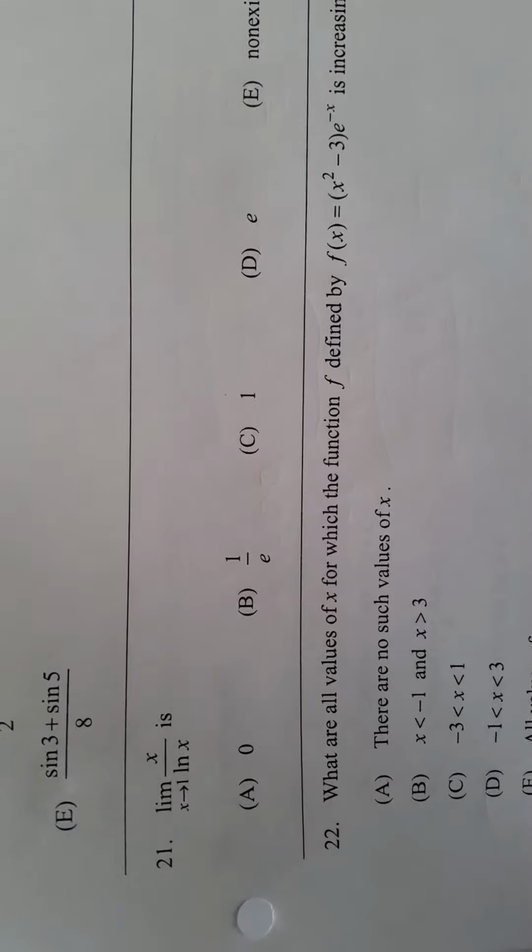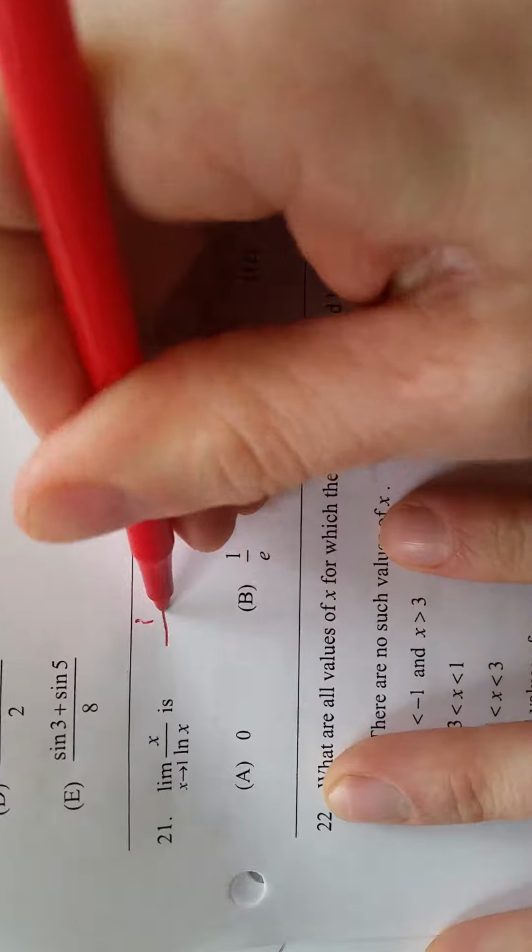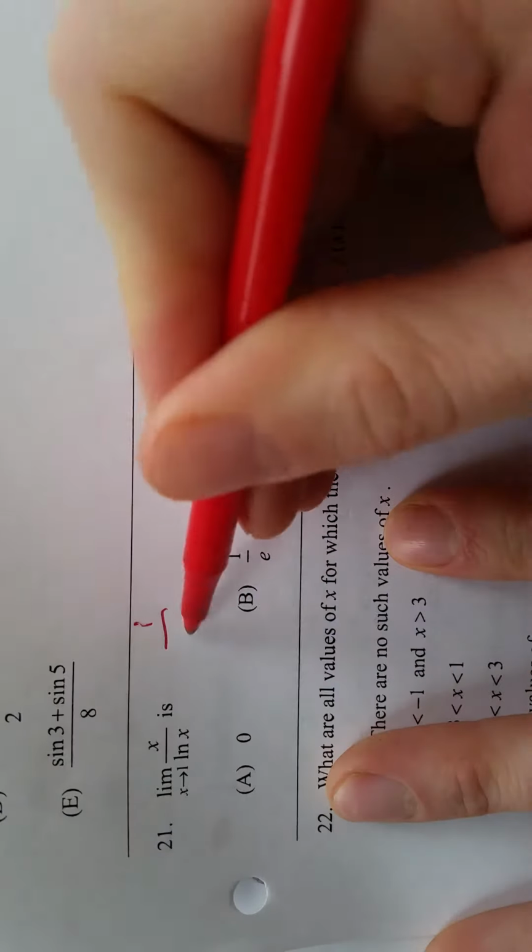Here we go. This is 21 and 22. Okay, so you got a limit here. So you're going to plug in 1, piece of cake. 1 over the natural log of 1 you need to know is 0.